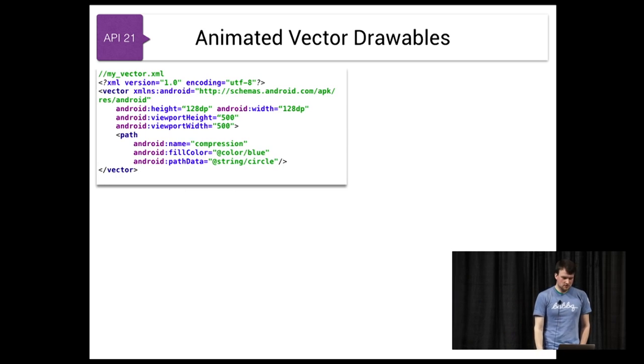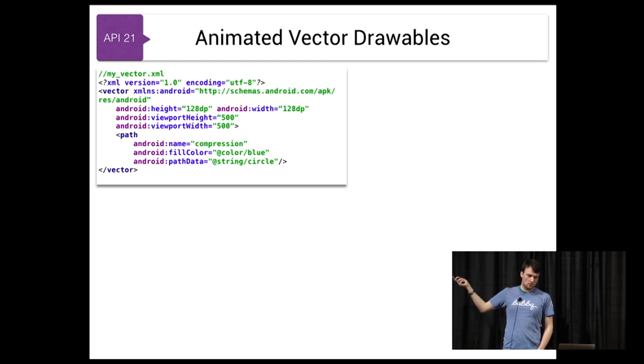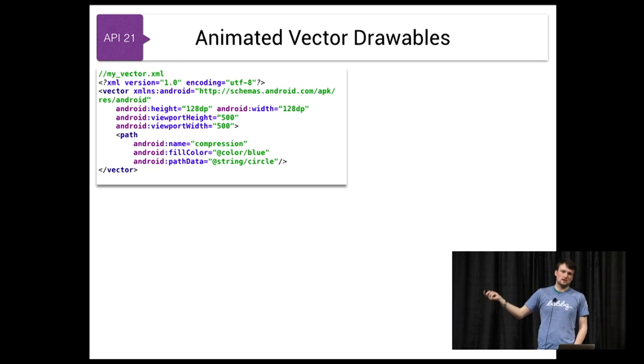How do you do an animated vector drawable? The first thing you have to do is declare a vector drawable. You give it your height and width, the same way you would any vector drawable. But then you also have to define your viewport width and viewport height. That's going to depend on the data you're going to pass into this vector drawable.